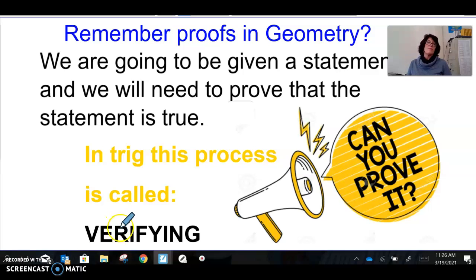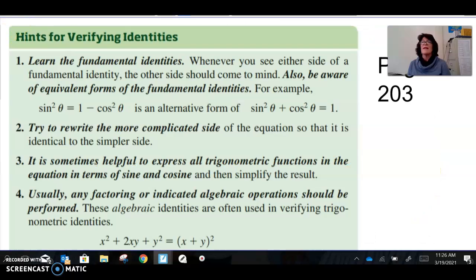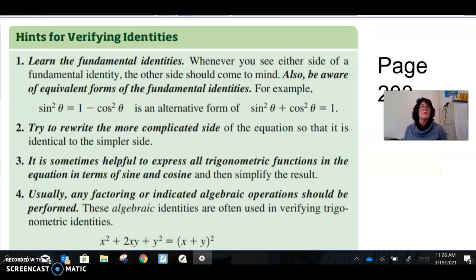All right, so remember proofs in geometry, right? That's what we're doing right now. In trig, it's called verifying trig identities. We're going to be given a statement, I just led you through some, and we will need to prove that the statement is true. That's called verifying trig identities. These hints are on page 203.